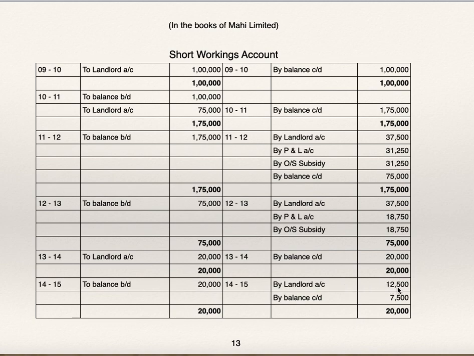By landlord 12,500. This is recovery of short working. By balance carried down. Short working can be recovered in the next 2 years. So out of 20,000, he could recover 12,500. The remaining 7,500 is balance carried down to next year. That is for the year 15-16, to balance brought down would be 7,500, and in the year 15-16 he can recover 7,500.